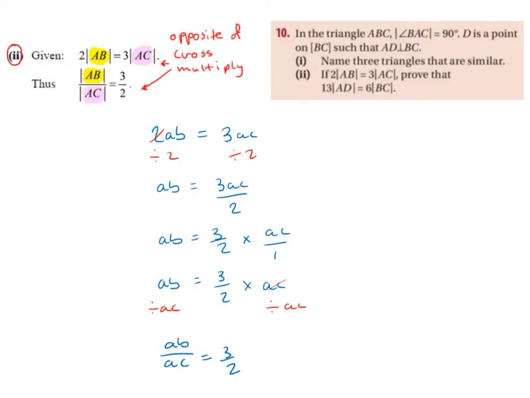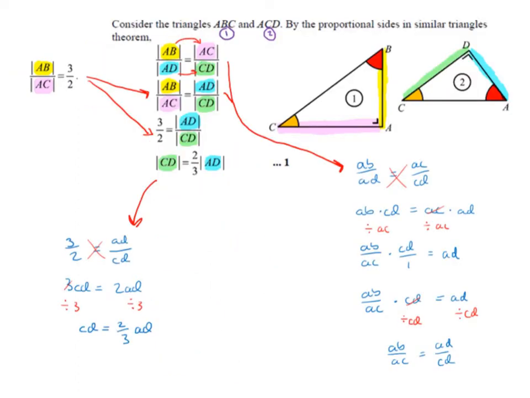So now that we've rewritten this as this, we need to continue on and prove that 13 AD is equal to 6 times BC. So we're going to consider the triangles ABC, which is triangle number 1, and ACD, which is triangle number 2. So by the proportional sides in similar triangles theorem, AB over AD is equal to AC over CD.